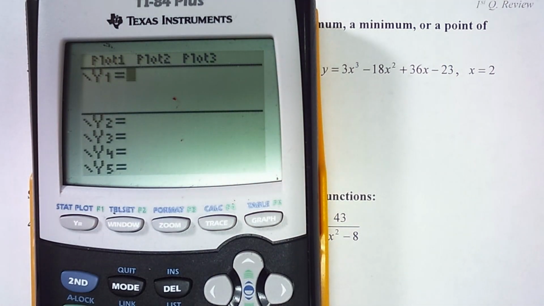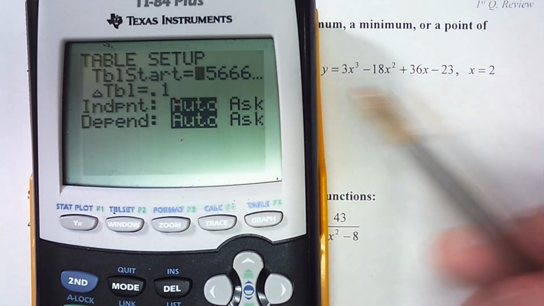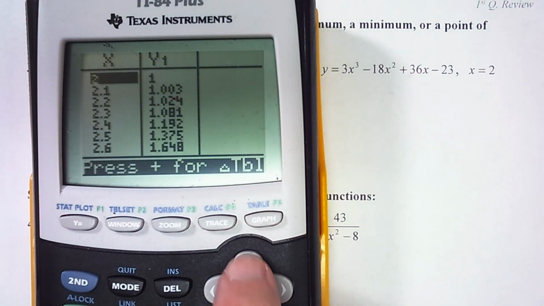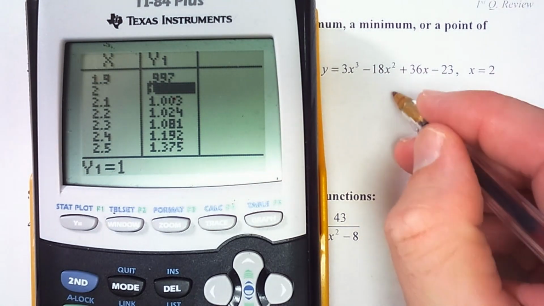Okay, so back to y equals, and we have 3x cubed minus 18x squared plus 36x minus 23. We'll set the table, and we'll start the table at the critical point of 2. Keep the change in table at point 1, and look at the table. We'll go up and back and over.